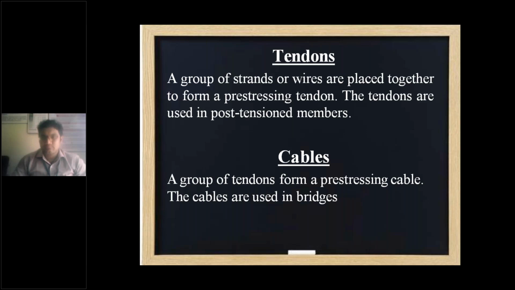So that tendon you can see only in post-tensioning. In that we choose a group of strands in one chamber. In that we call it a tendon, which is going to be used for post-tensioning, right? And what do you mean by cable? A group of tendons for a prestressing cable is going to be called a cable.